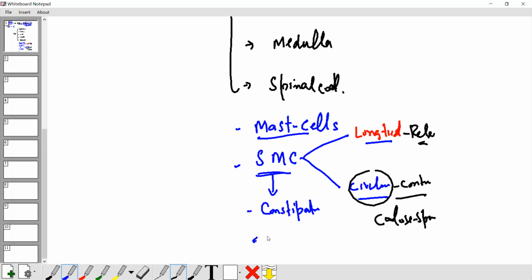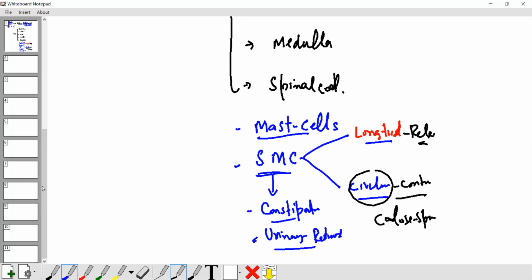Another thing they cause: in the case of the urinary bladder, they close the sphincter and relax the wall of the bladder muscle, which leads to urinary retention. Understand? Urinary retention. Clear?